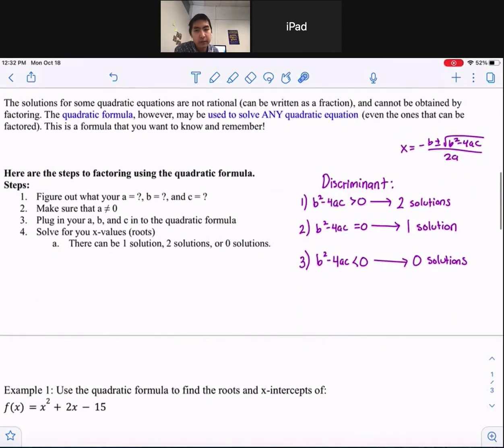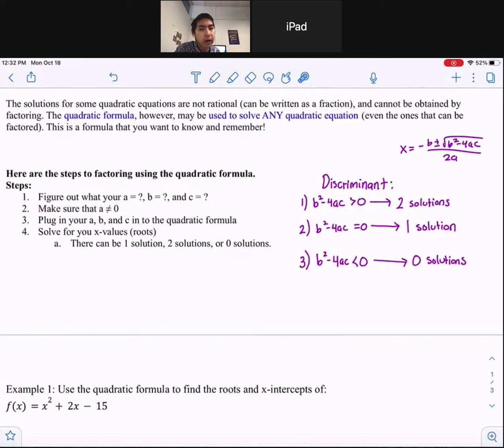So here are the steps. You've got to figure out what a, b, and c are. Make sure that a is not equal to 0. Plug in a, b, and c into the quadratic formula. Solve for your x values, roots. There can be one solution, 2, or 0. And this is what we call the discriminant, you guys.